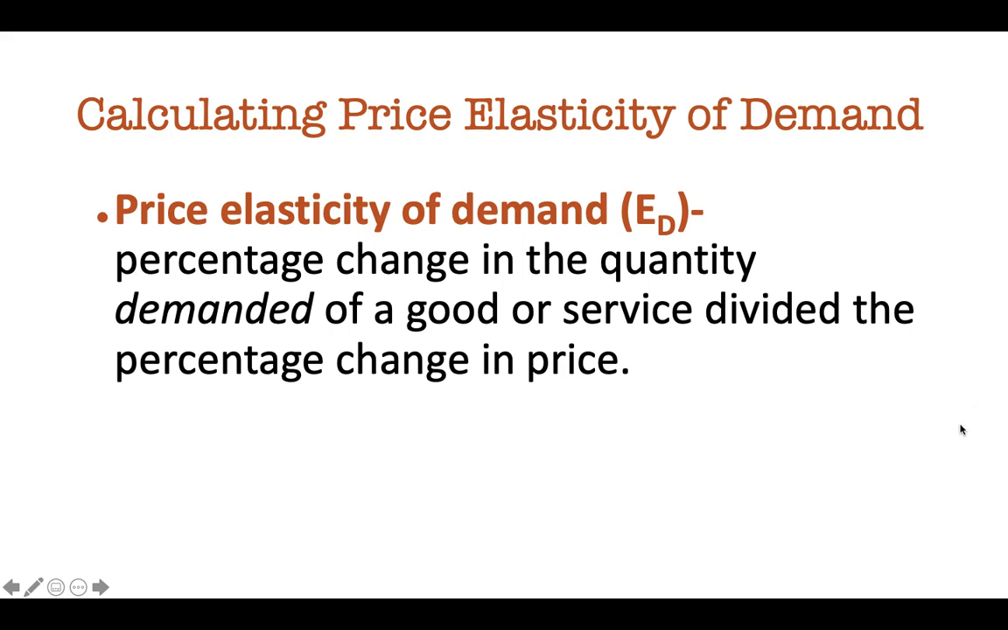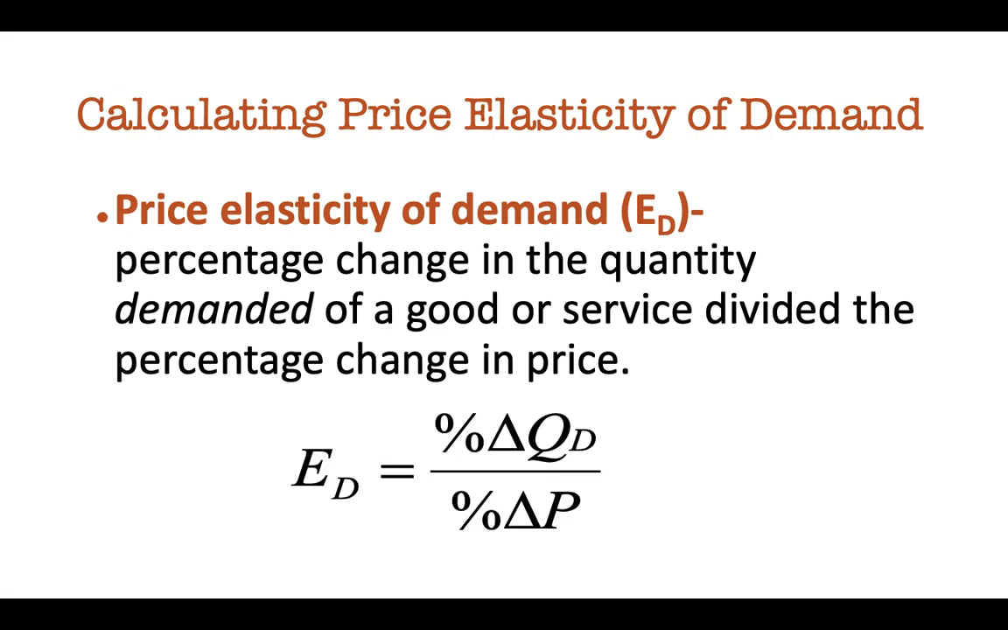Okay, so now we're going to move a little bit into the math section of things. So our definition of price elasticity of demand, or E subscript D for short, is the percentage change in the quantity demanded divided by the percentage change in price. So we write it as a little fraction, or sometimes called a ratio. This fraction symbol is just an alternative for division.